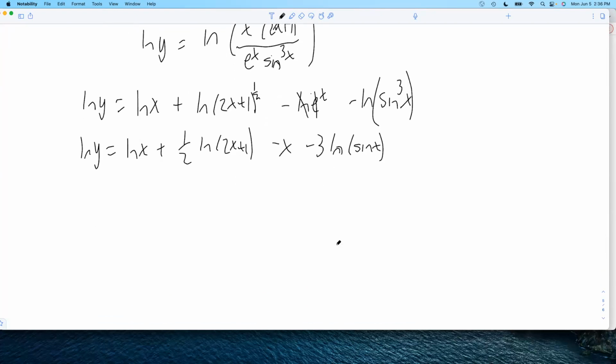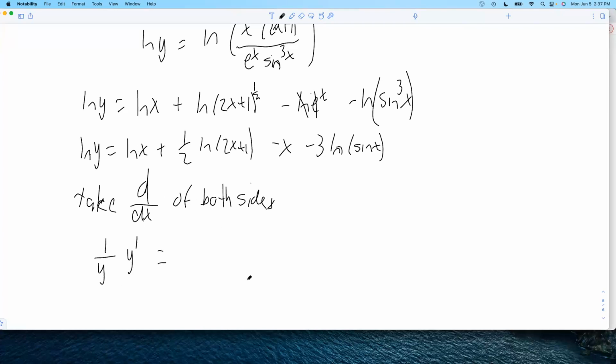Now, take the derivative. Now it's the first time I'm doing any calculus. That was all just algebra. Let's do some calculus. Take the derivative with respect to x, because that's my independent variable, of both sides of everything. The derivative of natural log of anything is 1 over that thing times the derivative of what's inside. The derivative of y with respect to x is y prime. Derivative of ln of x is 1 over x. Derivative of this 1/2 is going to come along for the ride.